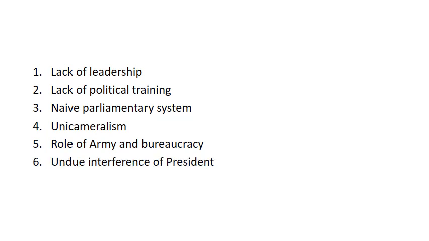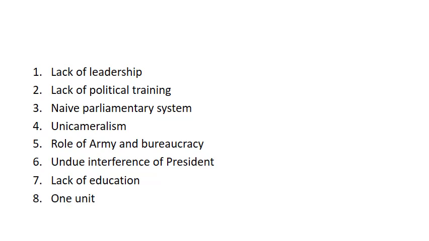And the undue interference of President Iskandar Mirza: he made undue interference in the political arena, and because of that, the constitution of 1956 failed. And lack of education: most of the people were not educated, and they were following demagogues, and because of that, the constitution of 1956 failed.